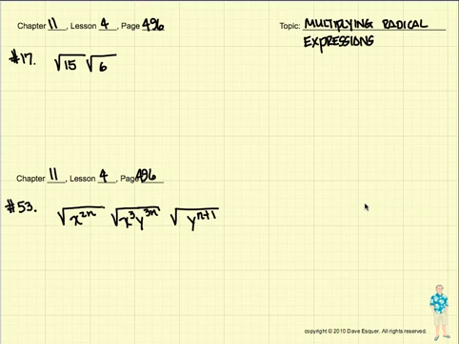Good morning. Chapter 11, Lesson 4 is on page 496. We're going to be multiplying radical expressions. Let's start off with something simple like number 17: square root of 15 times the square root of 6.